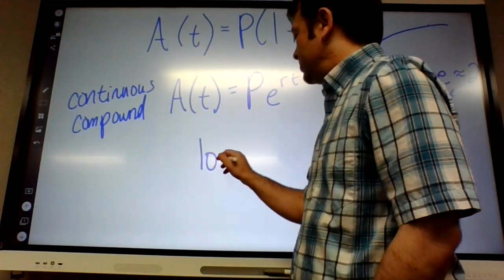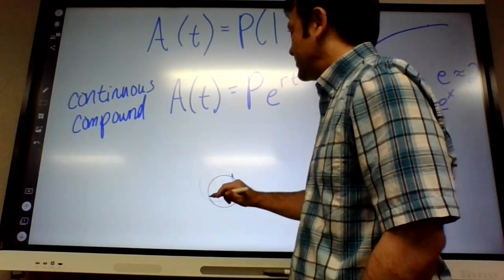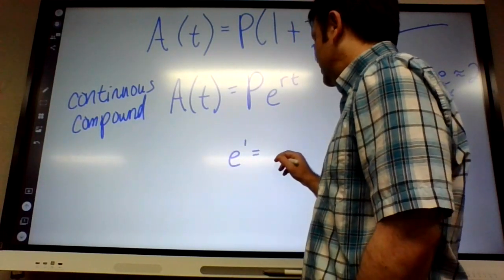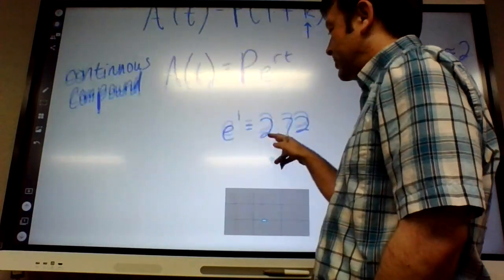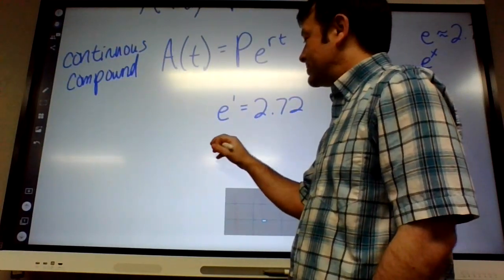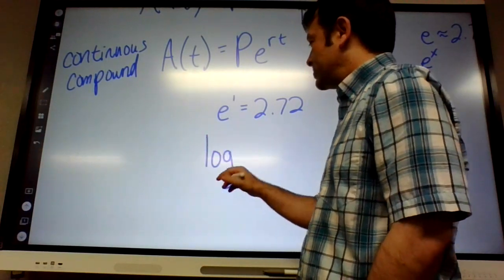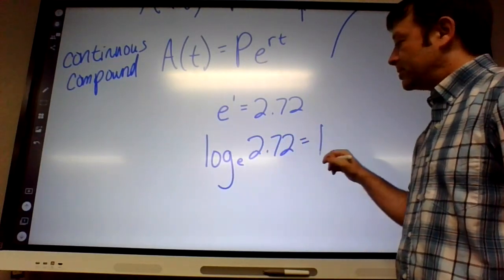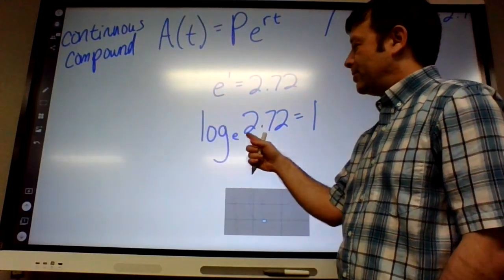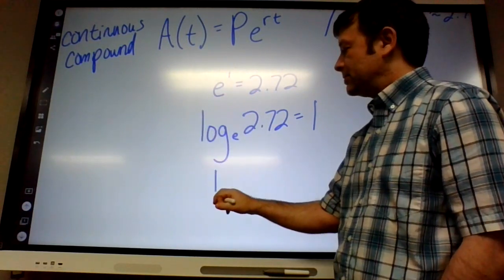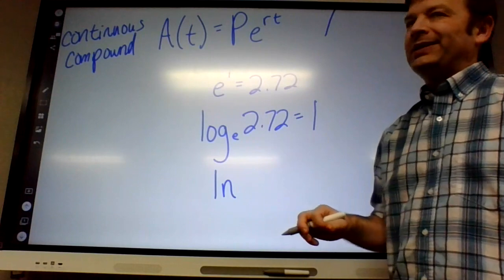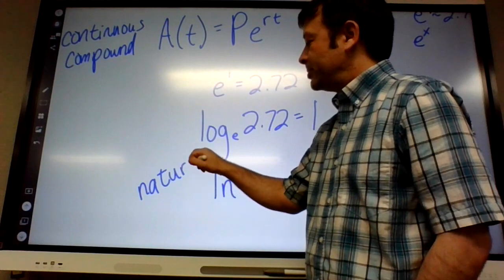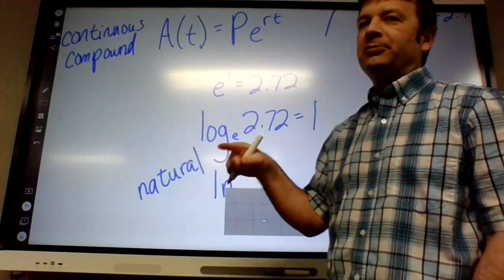So let me make up one. If I said e to the 1 is 2.72, something around there, what would this be written as a log function? Log base e of 2.72 equals 1. But instead of putting the log base e, this should be on your calculator also. They call it the natural log. And it should be somewhere close to your log button. Maybe it is your log button, but you have to hit the shift.